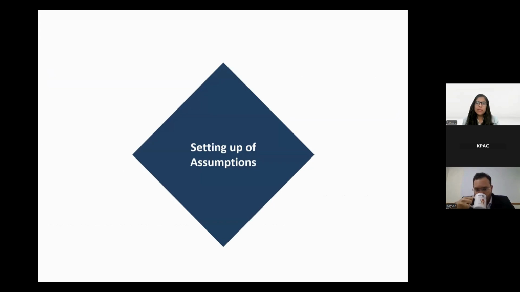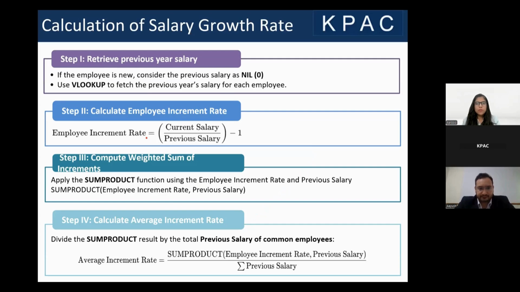So far we have looked at different actuarial assumptions and their relevance while performing actuarial valuations. Now let's understand how to calculate these assumptions one by one. First, we will talk through the step-by-step process of calculating the salary growth rate, which is a crucial metric for understanding employee compensation trends in an organization. Let's break it down into 4 structured steps to ensure clarity and practical application.